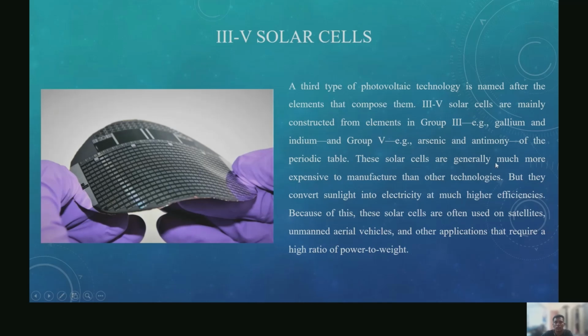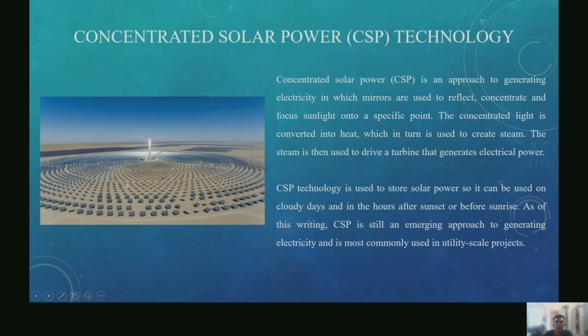These solar cells are generally much more expensive to manufacture than other technologies, but they convert sunlight into electricity at much higher efficiencies. Because of this, these solar cells are often used on satellites, unmanned aerial vehicles, and other applications that require a high ratio of power to weight.